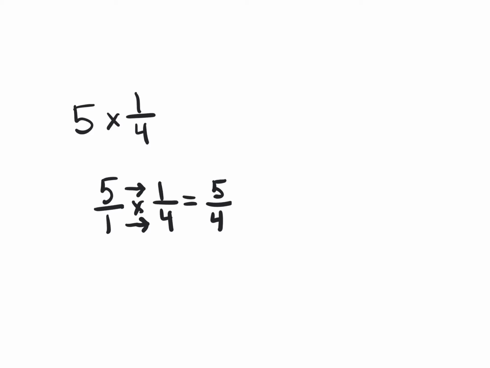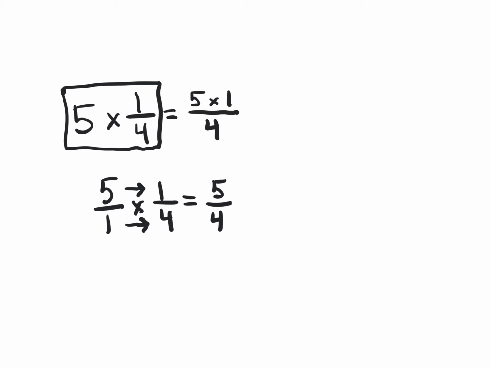Now, another way we can think about this is, since we already know 5 over 1, we know that the 5, or the whole number, will always multiply the numerator. So we can look at this first problem and think of it as, I know I'm going to multiply that by the numerator, so 5 times 1 over 4. We're going to do the multiplication first, which gets us 5, and we have the same denominator.